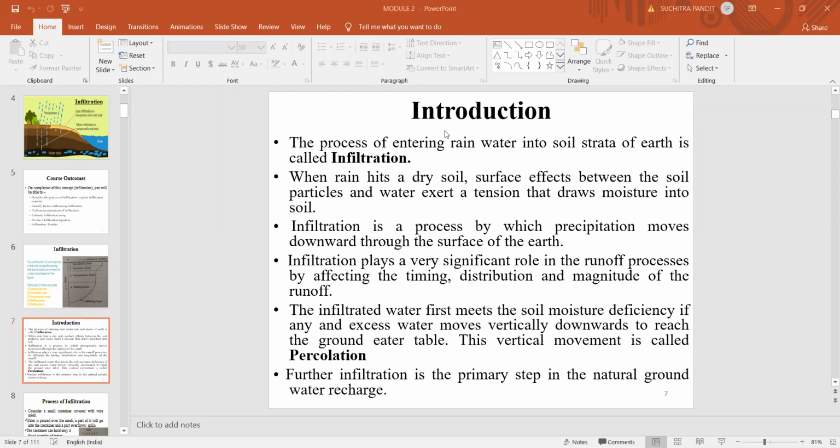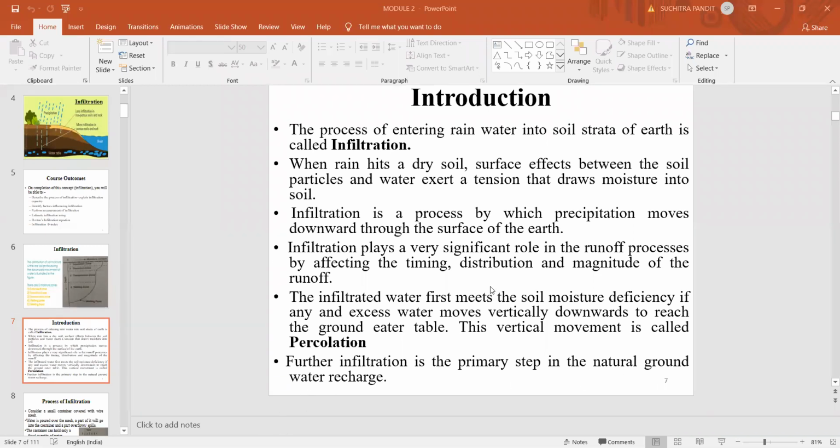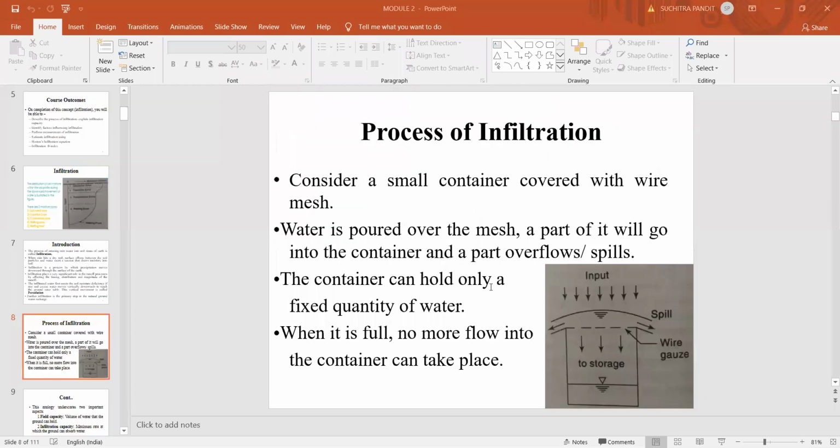Basically, whatever water infiltrates moves downwards under the force of gravity, and this is called percolation, and finally it builds up the groundwater table. Further, infiltration is the primary step in the natural groundwater recharge.